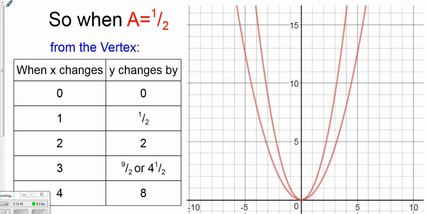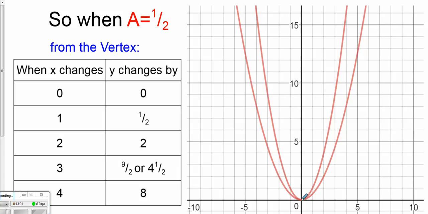When our a value gets smaller, so we're using a half. These were supposed to be different colors. I think the top one is supposed to be pink and the bottom one's supposed to be red. The top one here is a equals 1. This bottom one, this is your 1/2.